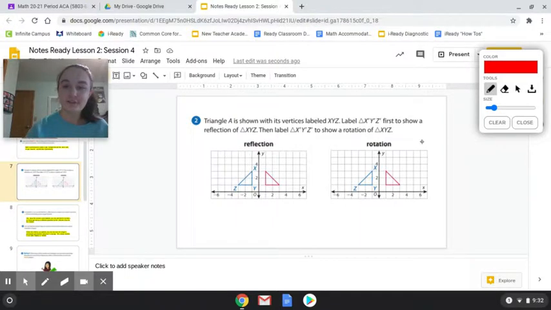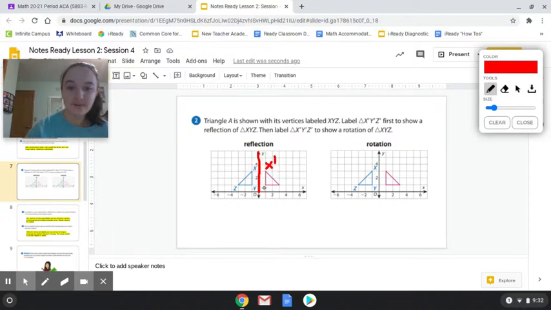All right, so for this one here, we see that there's a reflection for this one and a rotation for this one. So remember, a reflection means that they are equal distance from the line of reflection, which in this case is our y-axis. So our x is 1 point away, so we're going to reflect it 1 away, so this would be our x prime.